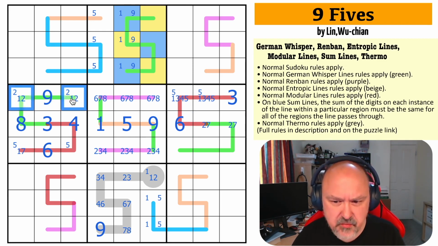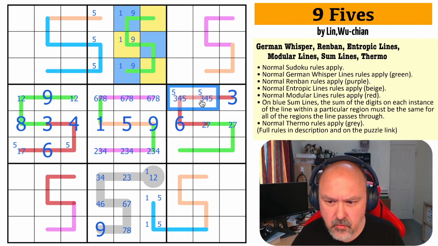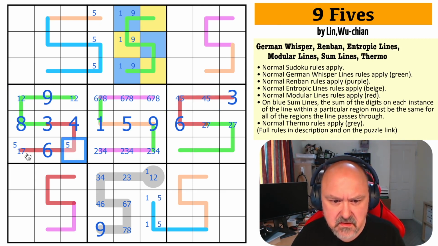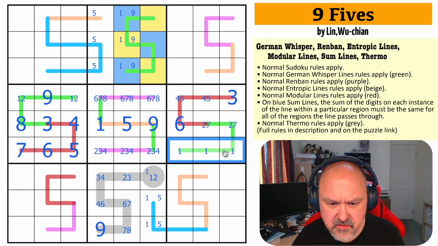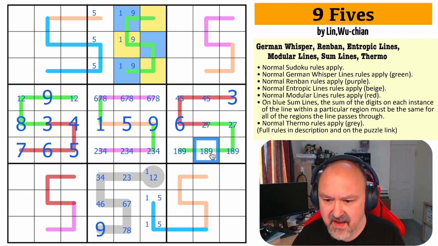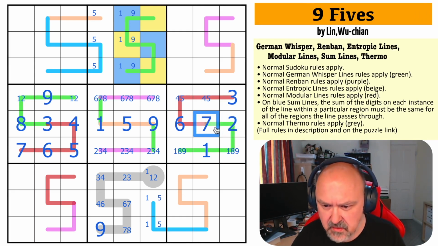So that's a 1, 2 pair, which means there's no 1 or 3 in those. This is a 4, 5 pair. And this, well, the 1, 2 means that's the 7 and that's the 5. And this is a triple. 1, 2, 3, 4, 5, 6, 7, 1, 8, and 9. But this is a whisper line. The 1 has to go in the middle of it, which means this is the 2, this is the 7.